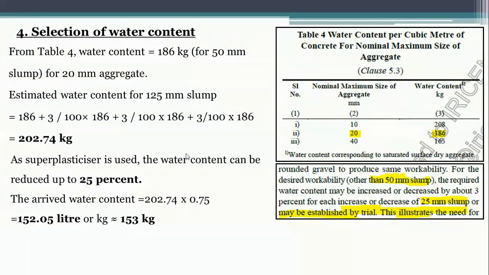In the code book they have told that you can reduce the water content by between 20 to 30%. So here I have assumed that you can reduce the water content by 25% based on the codal provision. So the arrived water content: if you are reducing 25%, the remaining is 75%. So 202.74 into 0.75, that is 75%, you will get 152.05 kg. So I have approximated to 153 kg. So this is for water.